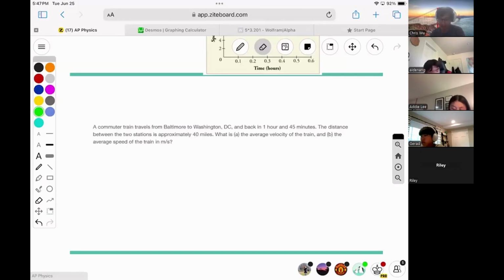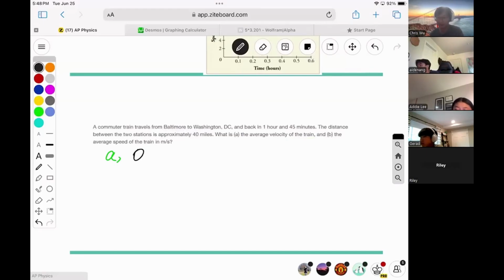All right, let's start with this. So A, Riley, why don't you explain to me how you get that answer? So you have to find the displacement, but the displacement is just 0 because you're traveling there and back. And then 0 over the time, 1 hour and 45 minutes, so it's just going to be 0. Yes, exactly. Because for velocity, we do displacement over time. Displacement is 0 because we're going from Baltimore to Washington and then back, right? So therefore, it's just 0.